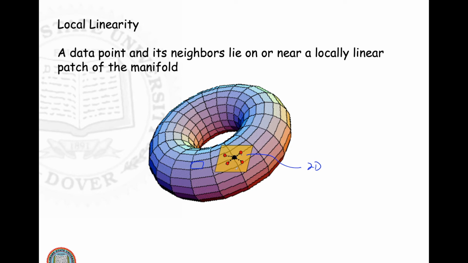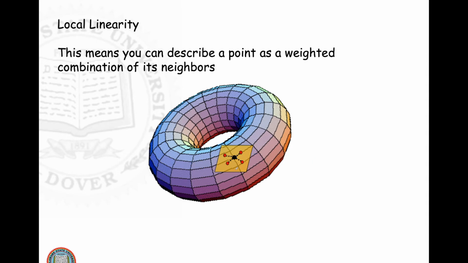So let's look at this local linearity property from the perspective of LLE. If you have a linear patch, if it's small enough, regardless of how curvy or how bumpy the manifold is, if that patch is small enough, it can be approximated as a linear surface. Now, as a linear surface, what that means is that you can describe the points on this patch, let's call it the center point, as a combination of its neighbors.